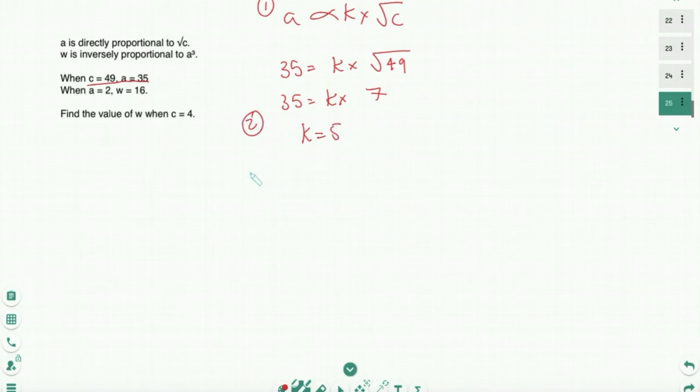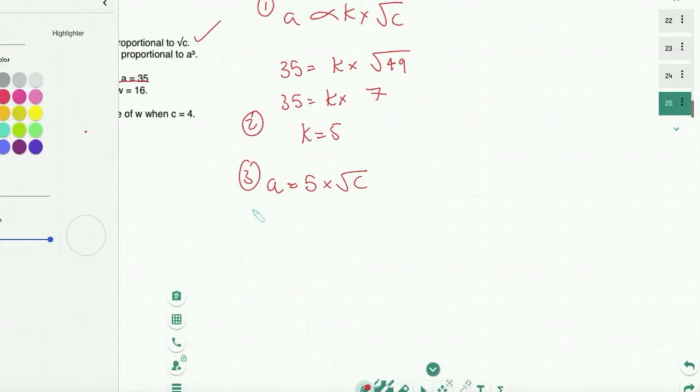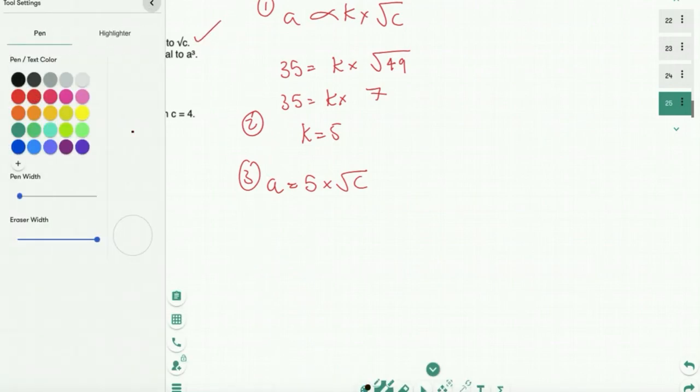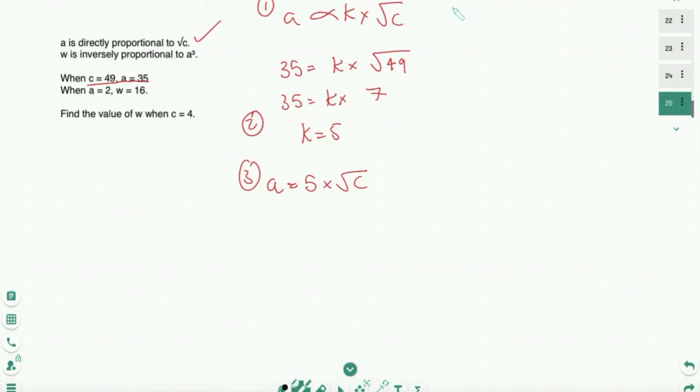That's step 2 done. And step 3 is going to be a is equal to k, which is 5, times the square root of c. So we've found a formula linking a to c. Now let's find a formula linking w to a cubed. So we know w is inversely proportional to a cubed. So w is proportional to a cubed, and it's inversely, so the constant's going to go on top, like this. So that's our step 1. Step 2, let's find k.